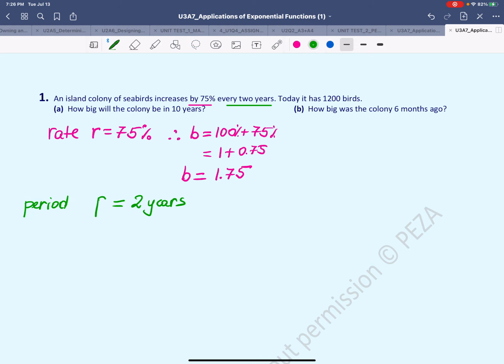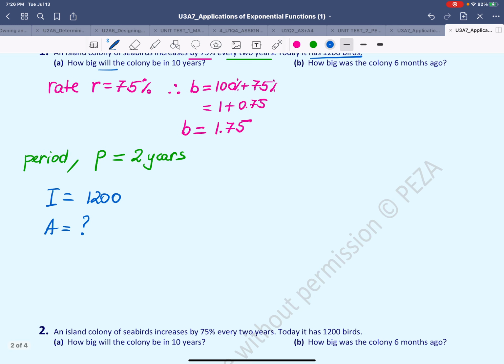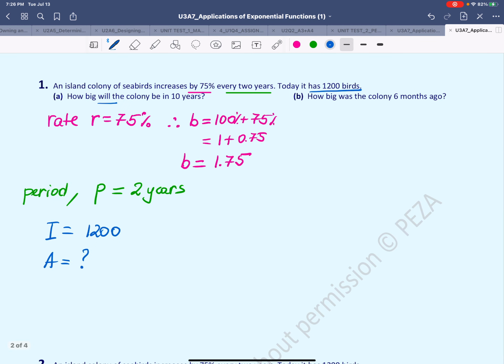So next, today the population is 1,200 birds. That means that the initial population is 1,200. We need to know how big will the colony be in 10 years. So how big will it be means that we are trying to find the future population, the final or the accumulated amount. In 10 years means that we're trying to find the population 10 years from now. So that would be the total time.